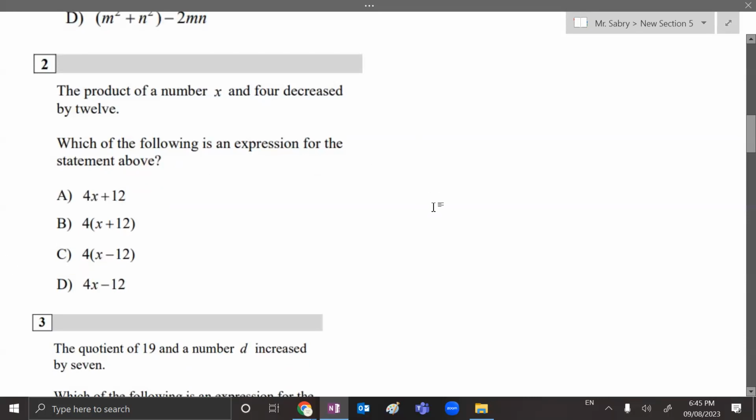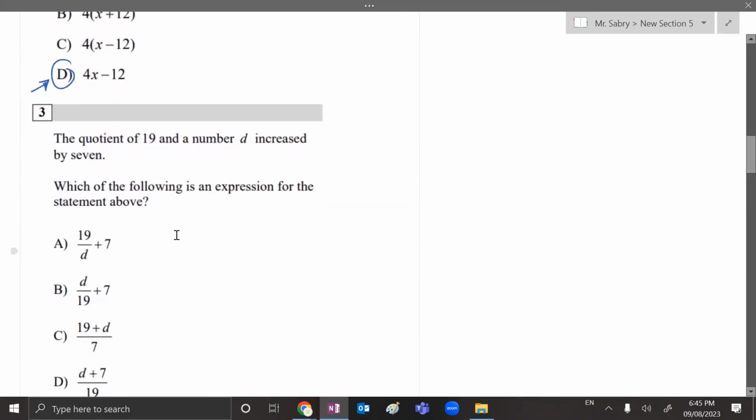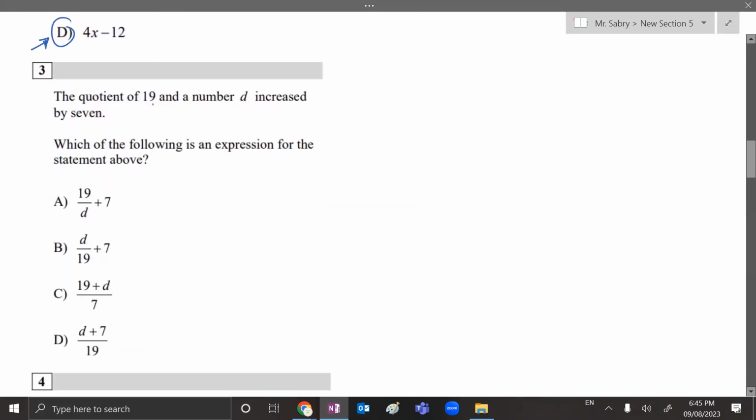Here it says the product of a number x and 4. So 4x decreased by, meaning minus 12. Which of the following is an expression? So it is D as it is. The quotient, meaning division, of 19 and the number D is 19 over D. We said in the quotient, the first divided by the second, is increased by 7, so plus 7. So the answer is right away A.